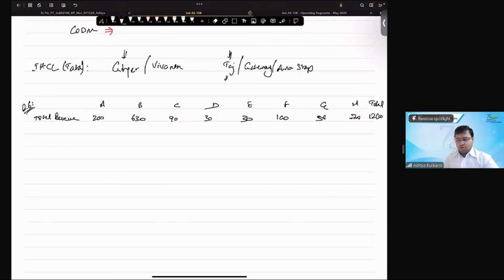So based on this, what becomes your reportable? It's 10%. So 10% of 1200 comes to how much? 120. So anything above 120 becomes reportable. So 200, A, becomes reportable. 630 becomes reportable. Rest are all not reportable. Do you agree? Yes. No doubts here. This is done on the basis of revenue.